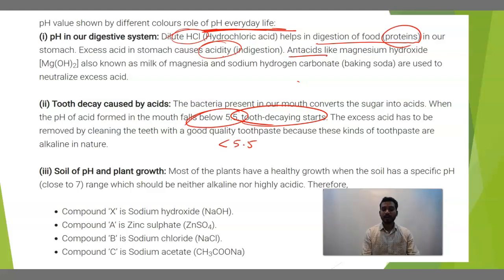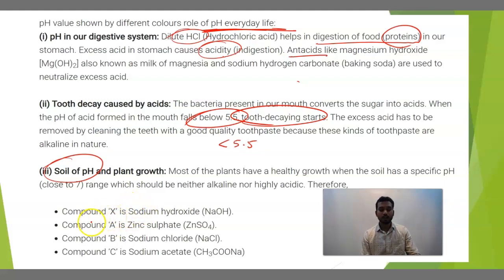Soil pH in plants and plant growth. Most plants have healthy growth when the soil has a specific pH close to a certain range. Remember one word: the pH value of the soil should be neither acidic nor basic. That's it. It should be neutral. Then only will the fertilizer be good and the plant's growth proper. Remember this word. It should be neither acidic nor basic.